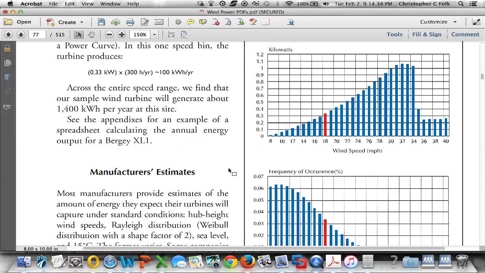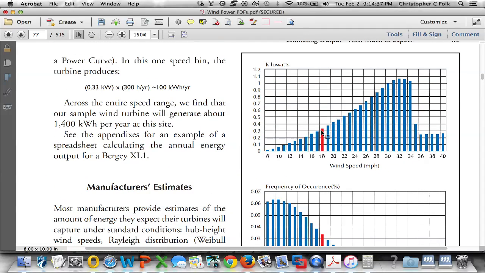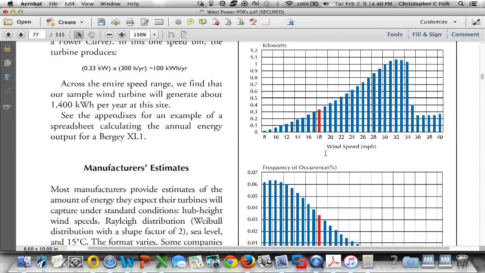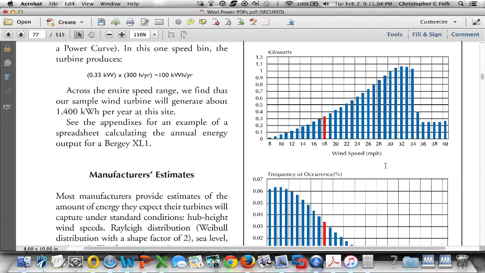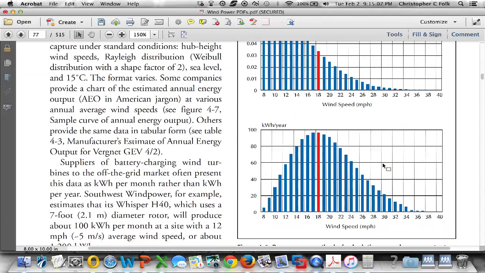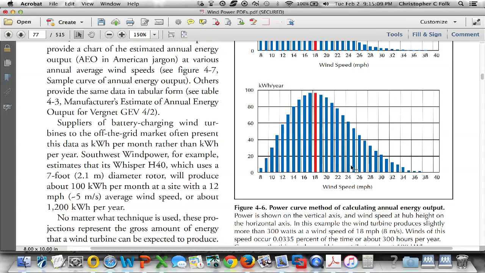All right, so yeah, it doesn't seem like a lot of power, but we also need to figure out how often does the wind blow at 18 miles an hour. Okay, so this is that distribution, the frequency of occurrences. Again, same 18 miles an hour, right? It occurs, wow, a little over 3% of the time. That's it? That's all. The wind blows much more frequently at these lower wind speeds, much less frequently at these higher wind speeds. But we can combine both of these curves together to determine the actual amount of energy in kilowatt hours per year to see that, yep, this 18 miles an hour, this is one of our best performers, right? So that's pretty good stuff.